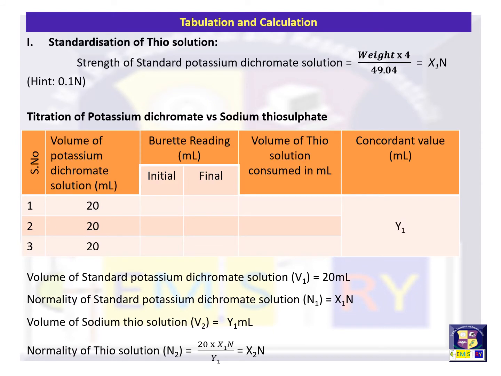Here the tabulation and calculation involved in the estimation of phenol is given. This will be written on the left side of your observation notebook. First, standardization of thio solution. For this we need to know the strength of the potassium dichromate. So the weight of the potassium dichromate used in making up the solution is noted down, and from this the strength of the standard potassium dichromate solution is found out. And titration of potassium dichromate with the sodium thiosulfate solution will help us to know the strength of the sodium thiosulfate solution, that is, standardizing the sodium thiosulfate solution.